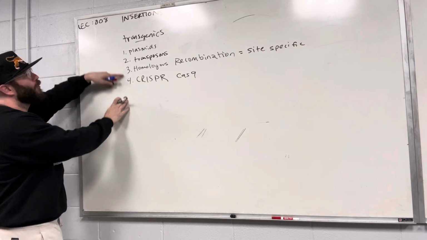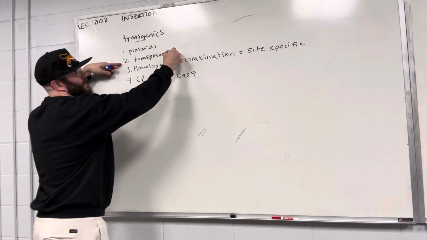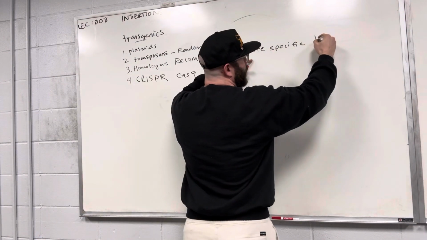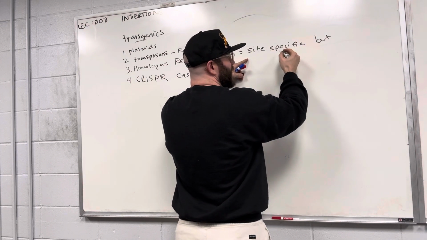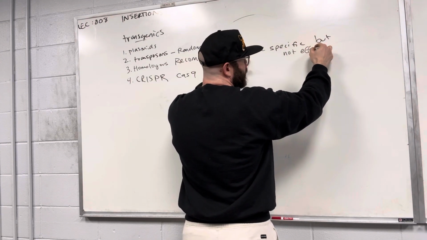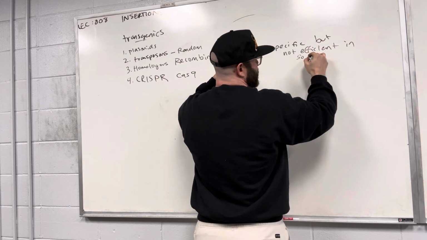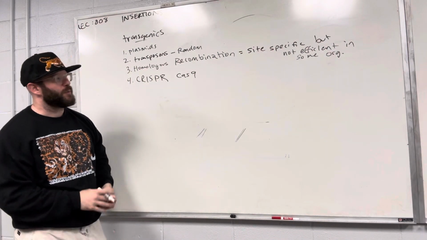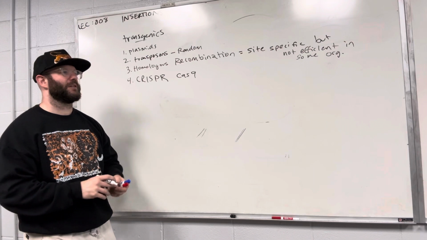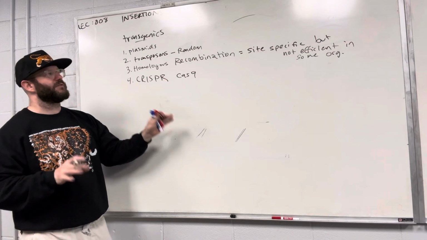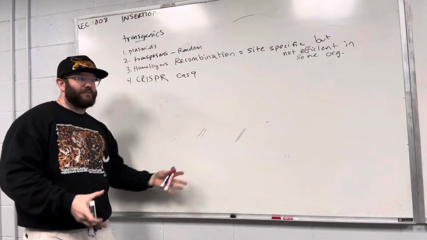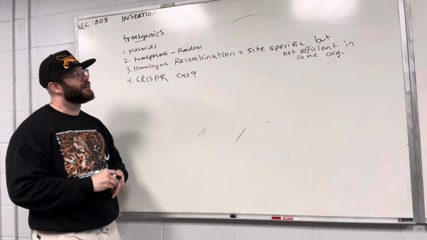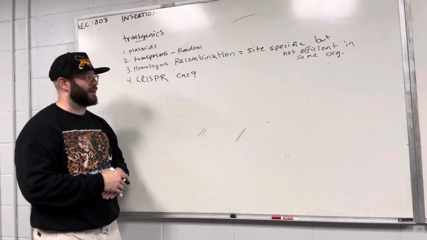So, more ways to insert. So, transposons, random, homologous recombination, site-specific, but a con of homologous recombination is it's not efficient in some organisms. Okay, so homologous recombination works really well in yeast. So people have been doing transgenic knockouts in yeast for years, decades, because it's very efficient, okay? But it's not very efficient in mice. It can be done in mice, but it's not very efficient. It's not very efficient in more upper, like, multicellular organisms, okay?